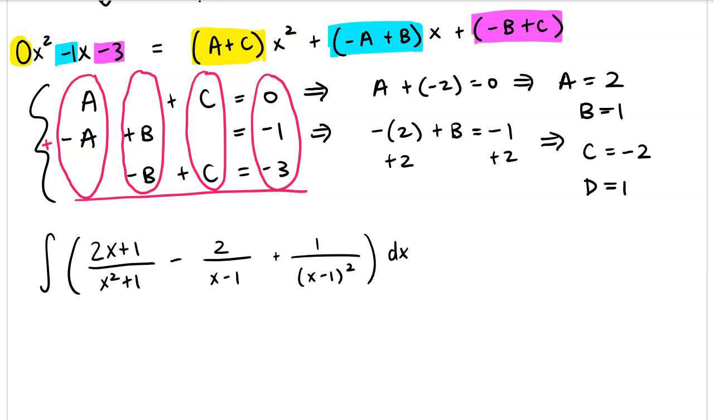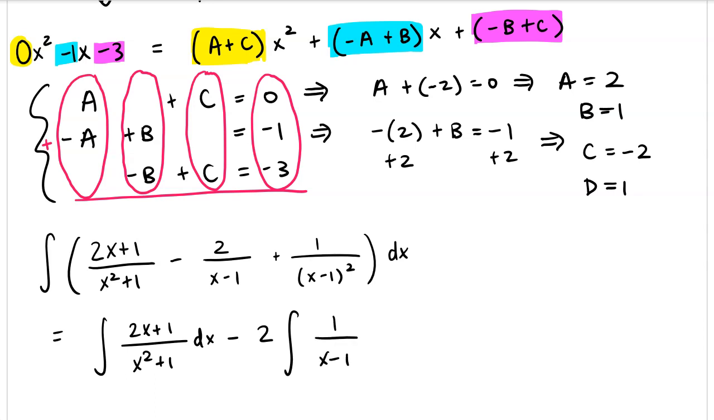And now we have to figure out, how do we integrate this thing? So why don't we break this up into multiple integrals first? So this is going to equal the integral of 2x plus 1 over x squared plus 1 dx minus 2 times the integral of 1 over x minus 1 dx plus the integral of 1 over x minus 1 squared dx. So I think the middle and the last one are not too bad to deal with here.